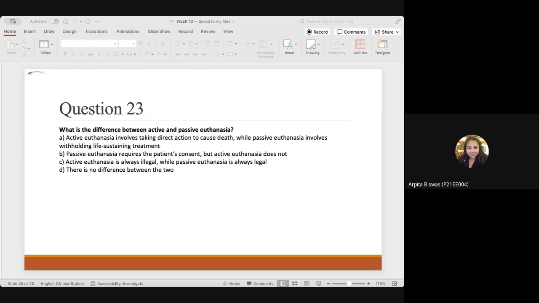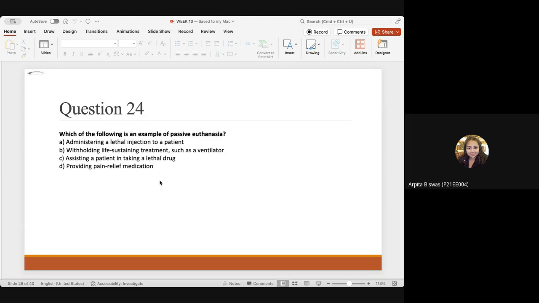Okay. So next, move toward question number 24. Which of the following is an example of passive euthanasia? First option is administering a lethal injection to the patient. Second option is withholding life-sustaining treatment such as a ventilator. Option C is assisting a patient in taking a lethal drug. And option D is providing pain relief medications. So go through the question carefully and try to find out the right option.